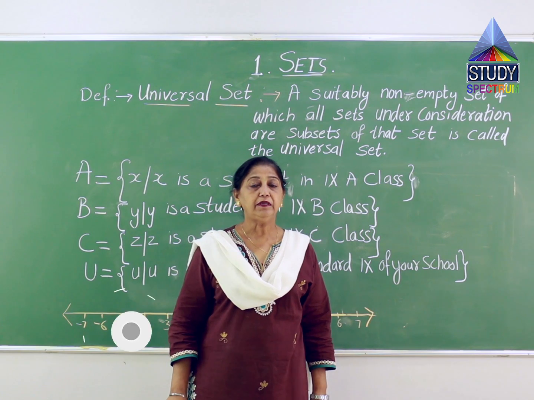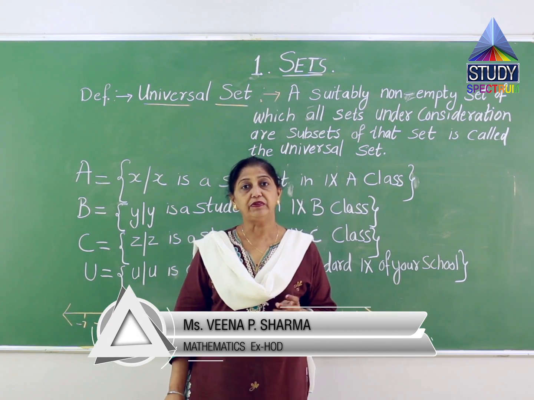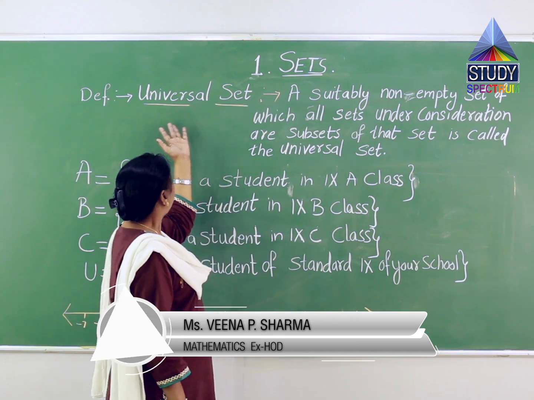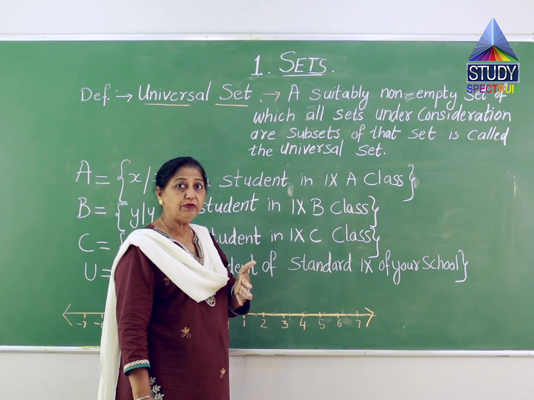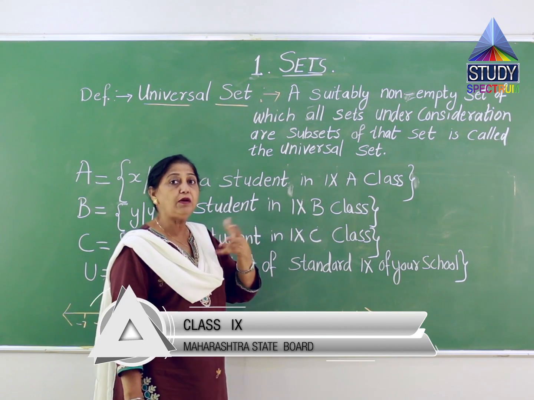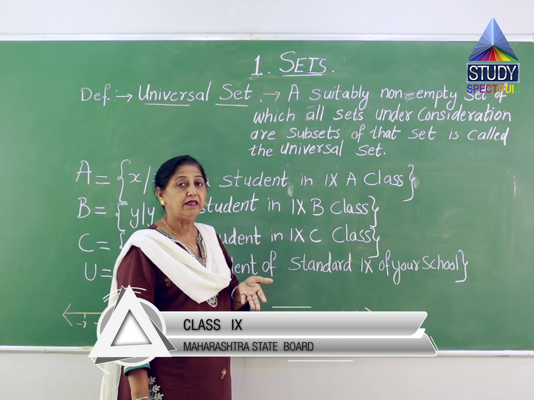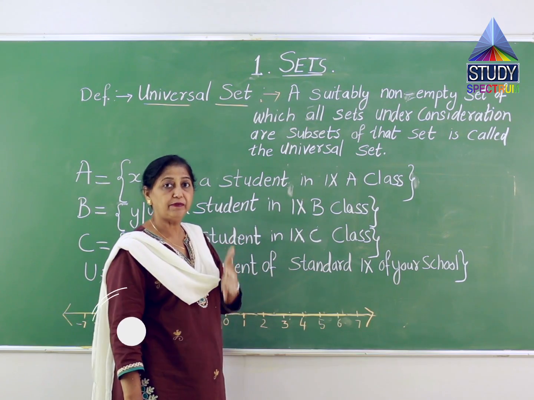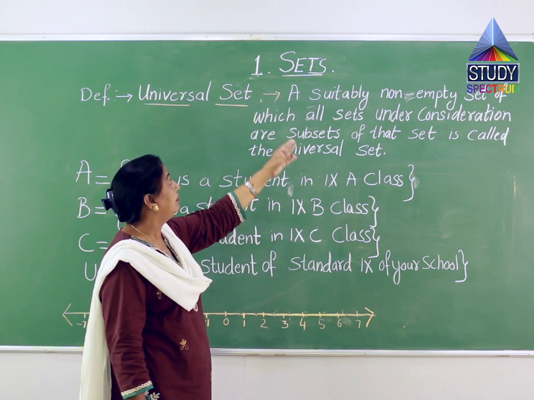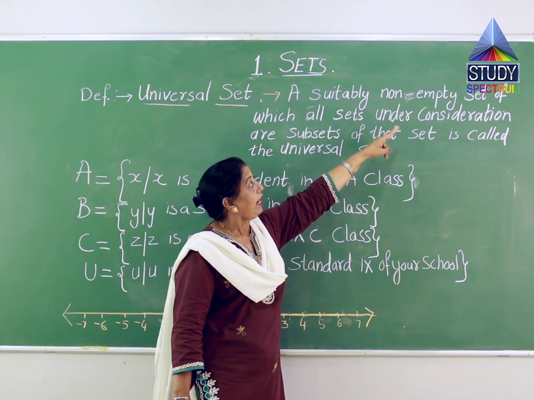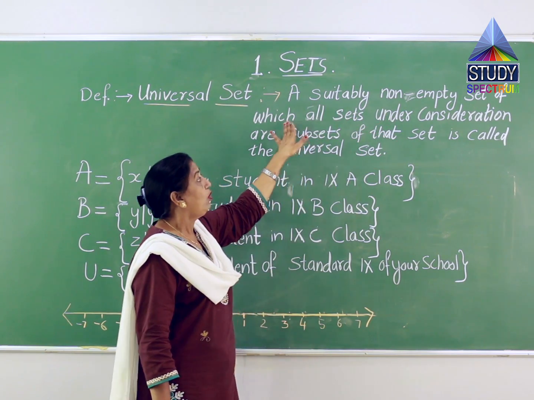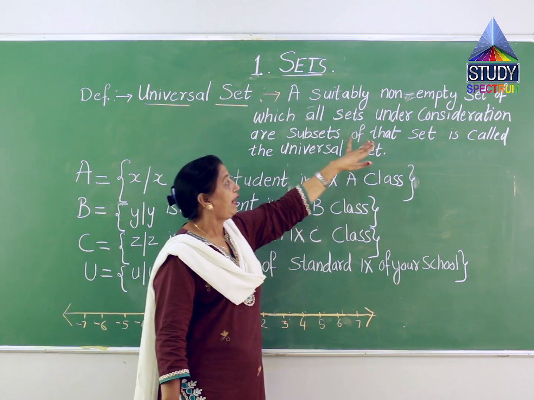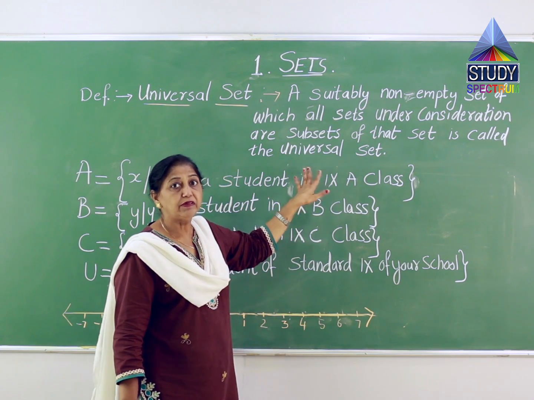Before continuing further, let me once again explain the concept of the universal set by reading out the definition for you. The universal set, as I have explained, is a set which contains all the elements of all other sets, and the other sets whose elements are present in the universal set are known as subsets. So according to the definition, a suitably non-empty set of which all sets under consideration are subsets is called the universal set.